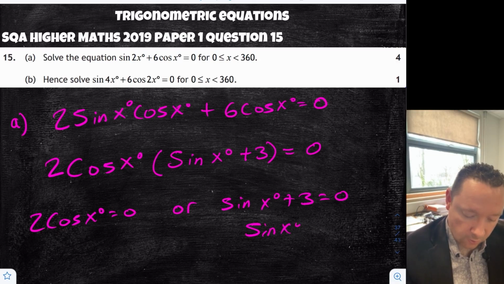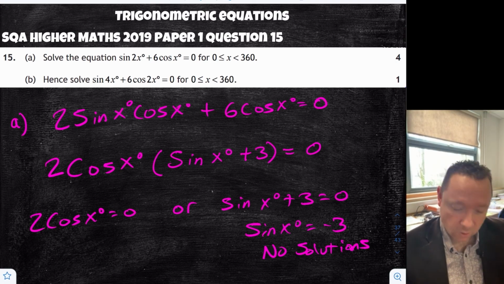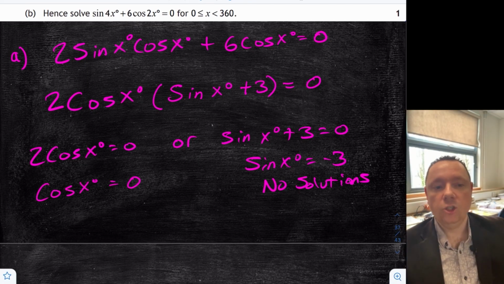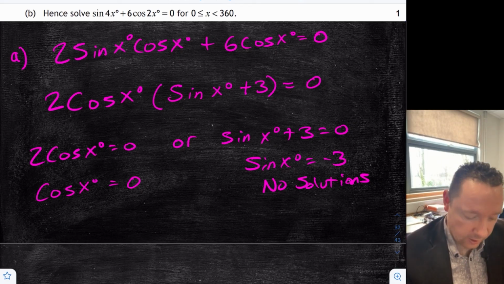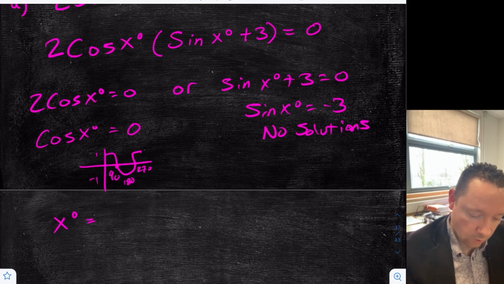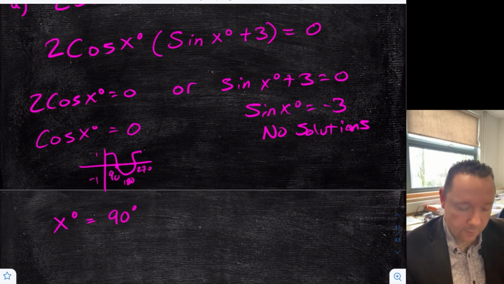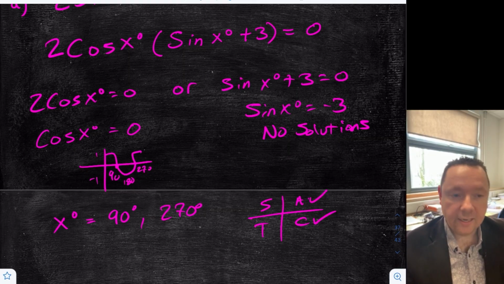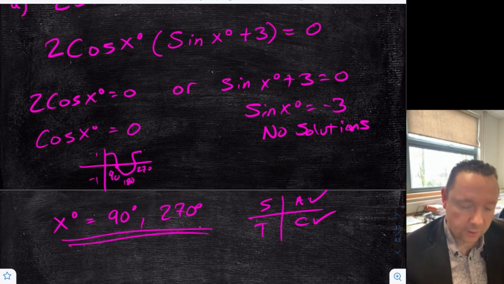This one gives me sin x is equal to minus 3, which has no solutions, because the maximum and minimum of sin x is 1 and minus 1. So this one, 2 cos x equals 0, means that cos x also must be 0. You should know that cos x is equal to 0 at 90 degrees. If you don't, there's a little graph for you just to prove it. 1 and minus 1, it goes along 90, then 180, then 270. So we can immediately say that x equals 90 degrees. You could also say it's 270 straight away, but if you didn't know it was 270, the CAST diagram would give you the other one because cos is positive. So 360 minus 90 would give you your 270 as well. And we're done there for part A.